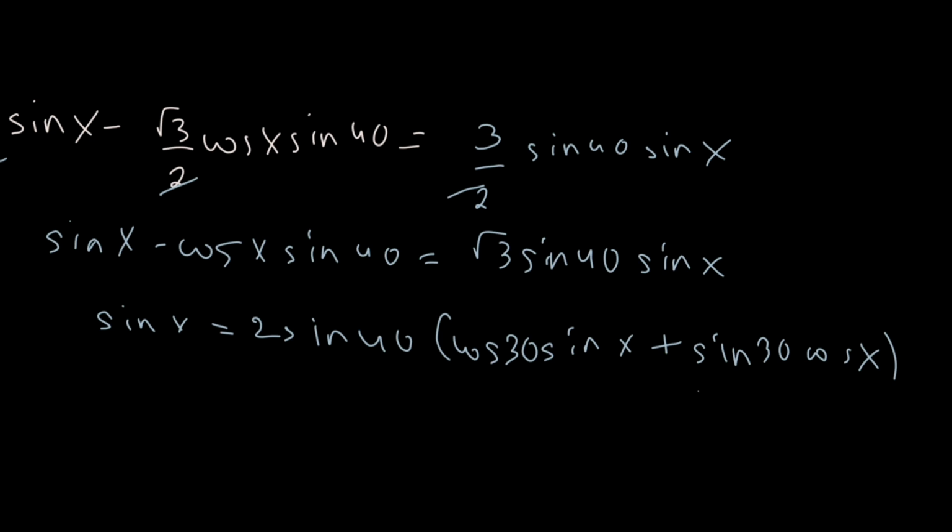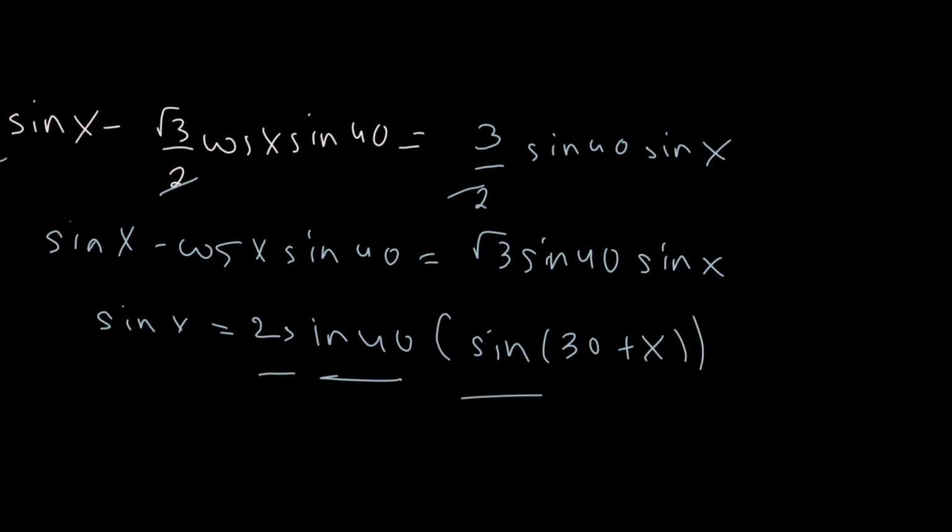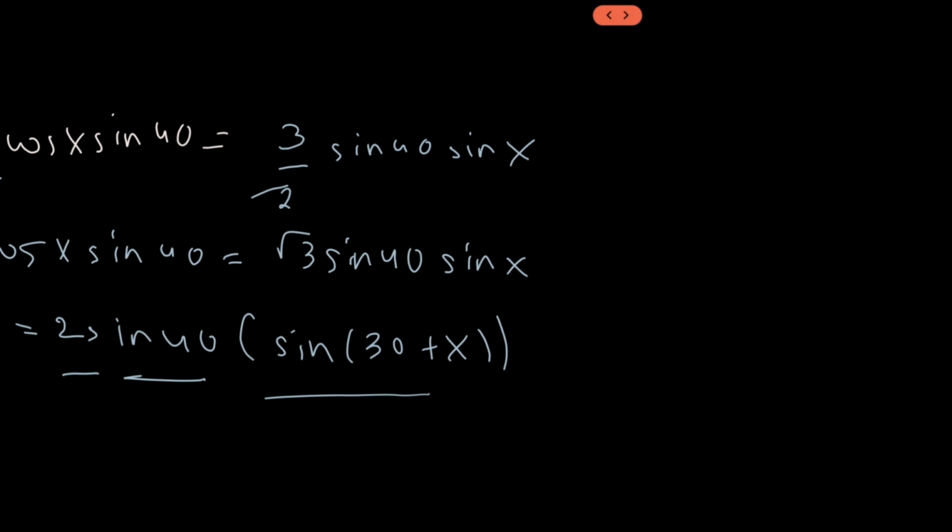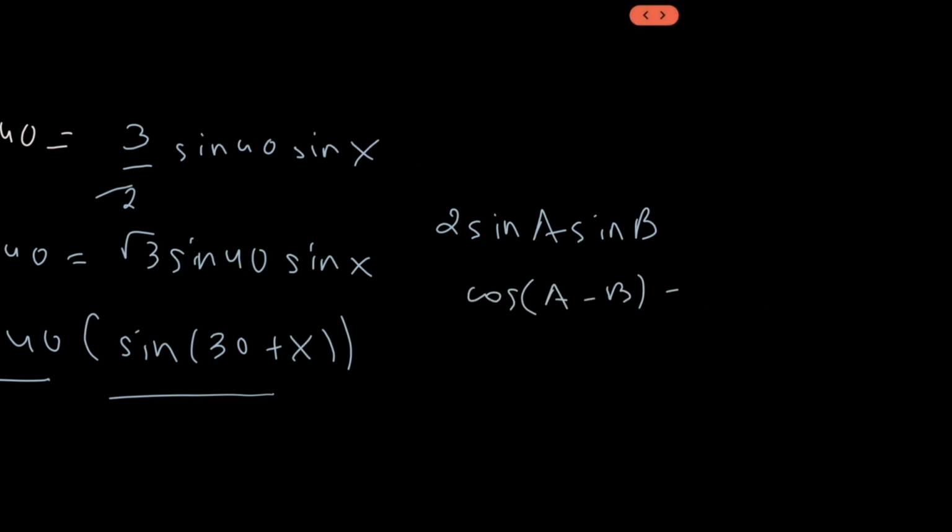So here we can see that sine of a cos of b plus cos of a sine of b. So by reverse of the identity, this thing will turn out to be sine of 30 degrees plus x. Okay, so now we can see 2 times sine of 40 degrees multiplied with sine of 30 plus x. Remember the identity, 2 times sine of a sine of b is equal to cos of a minus b minus cos of a plus b.